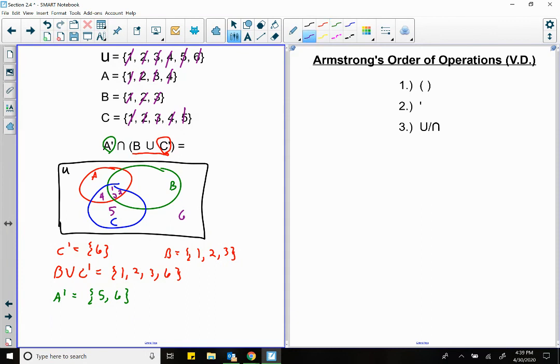And then now we're ready for the final piece. Union intersection. We have an intersection here. So we want to know what is in common between these two. The only thing they share is 6. And there's the answer. And that is what 2.4 is like.